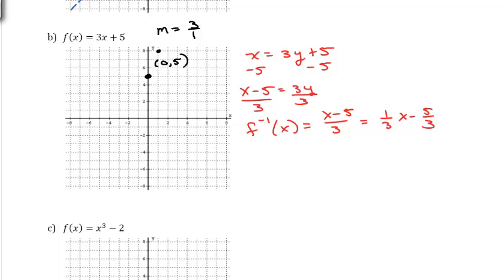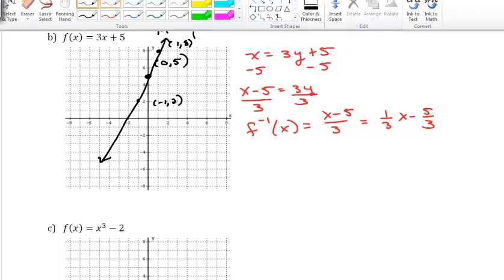And we could go down 3 and to the left 1. And so this is the point (1, 8), and this is the point (-1, 2). Okay, so here is our function. Now, I don't draw very straight lines, but you get the point.